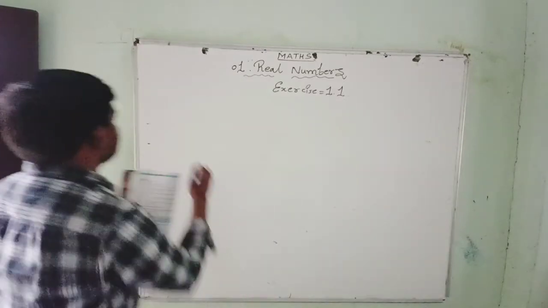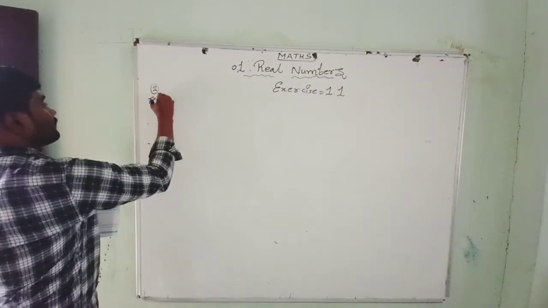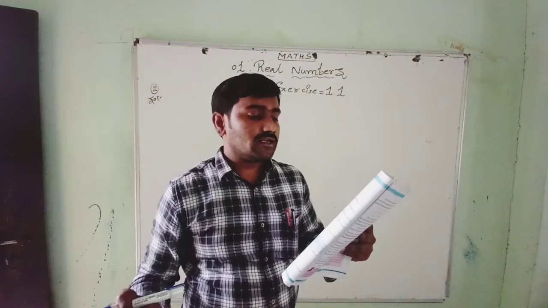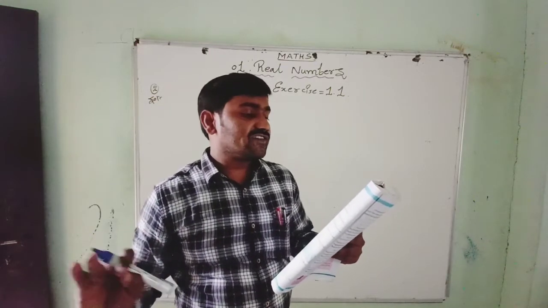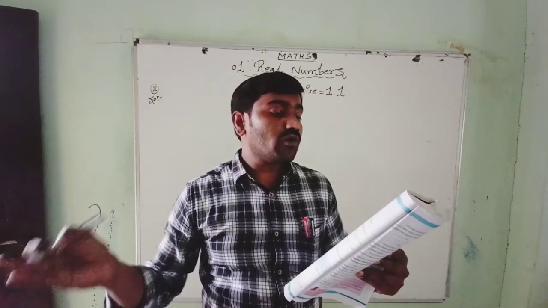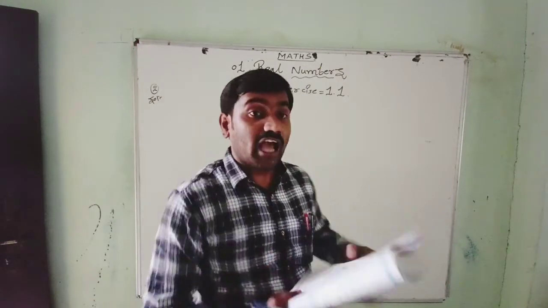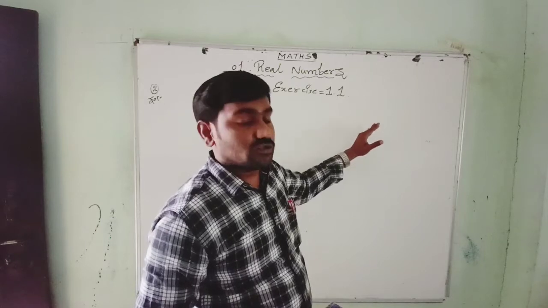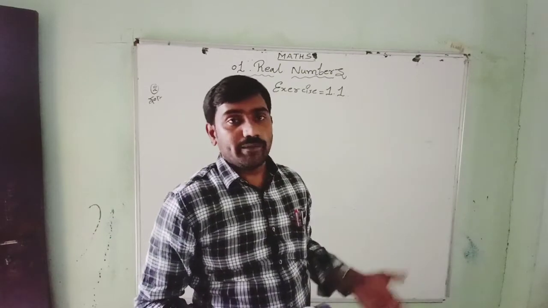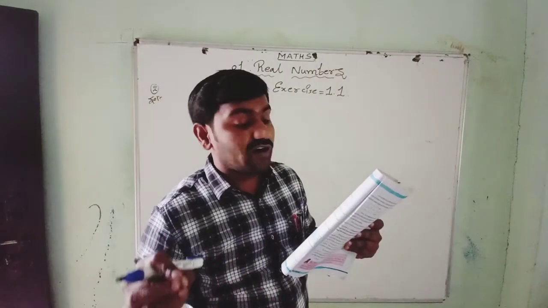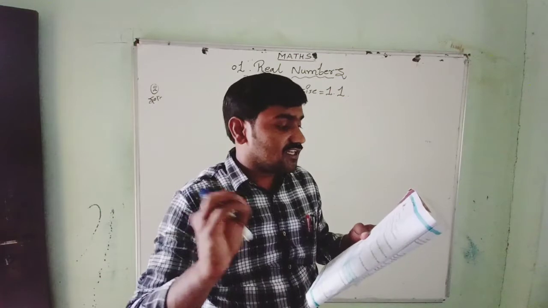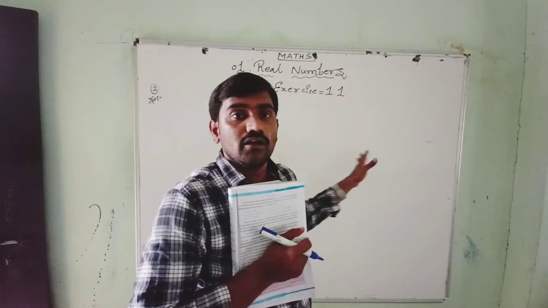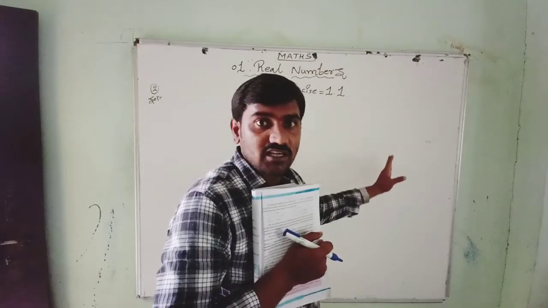The second question solution. Use division algorithm to show that any positive odd integer will be in the form of 6q plus 1, 6q plus 3, or 6q plus 5. Here we used the integer q, earlier we used n.